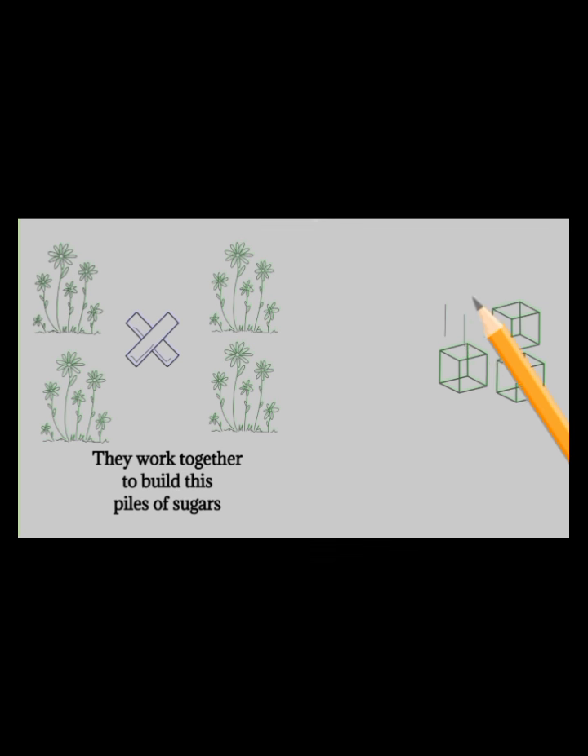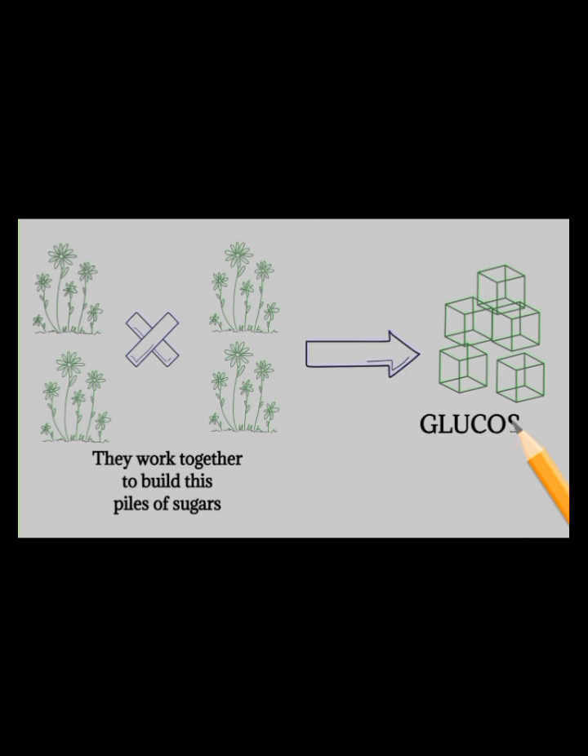piles of sugar. And for these piles of sugar to be formed, the plant needs to work with the light energy coming from the sun. You should know that sun plays a very important role in the process of photosynthesis. Without sunlight, photosynthesis cannot come to play. And don't forget that I told you that this sugar is called glucose and it has a chemical formula of 6 carbon, 12 hydrogen, and 6 oxygen.